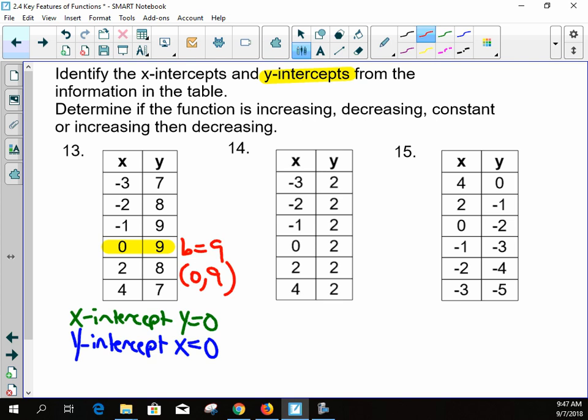What's my x-intercept? Can I tell my x-intercept from here? No. What am I looking for? With your x-intercept, what is 0? Do I have any y's that are 0? Don't know my x-intercept. So again, what's my y-intercept in number 14? (0, 2). So this is my y-intercept. Do I know my x-intercept? I actually do. No, there is no x-intercept. This whole thing goes to 2 and makes a horizontal line. It'll never cross the x-axis.